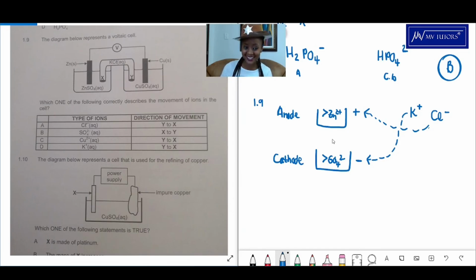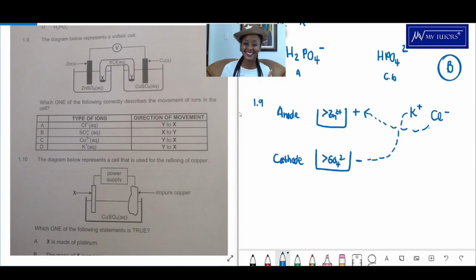Okay, so now let's see. Let's choose. It says, which one of the following correctly describes the movement of ions in the cell? So this would be X, where this would represent X with the chlorine, and that would represent Y with the potassium. Okay, so which type of ions goes from Y to X?